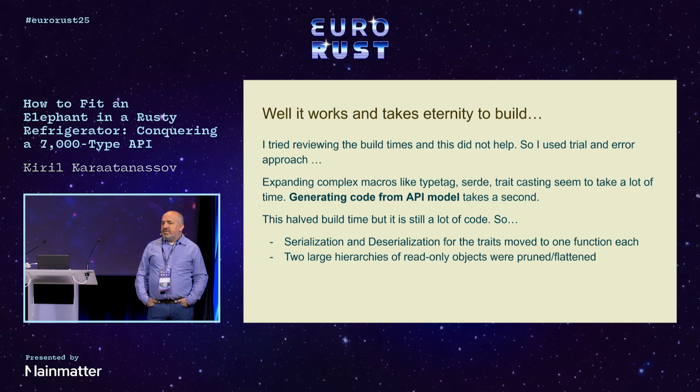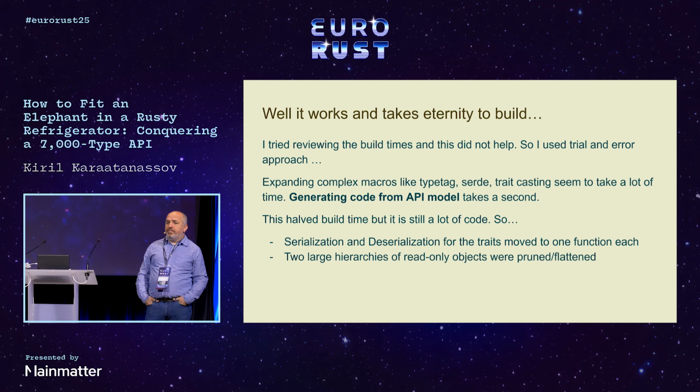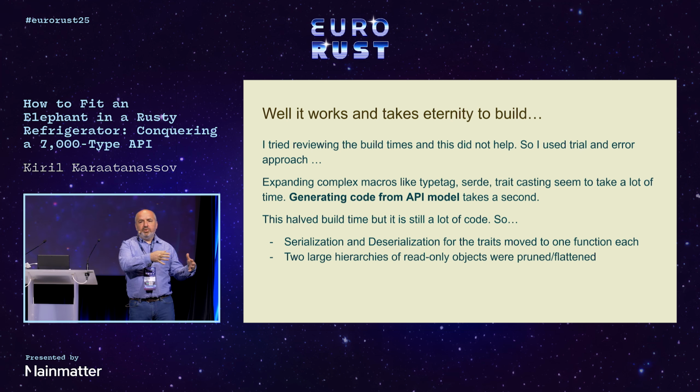So I started kind of guessing what is taking up a lot of time. And it turned out macros take a lot of time. So if you're ever processing some API and you maybe are starting with an OpenAPI spec or an XSD or something like that, and you want to build your bindings, don't generate macros.